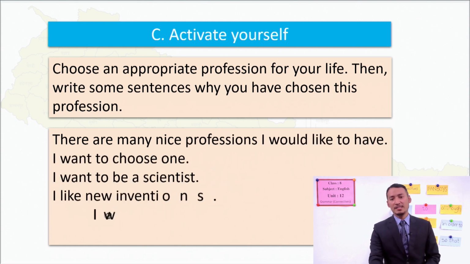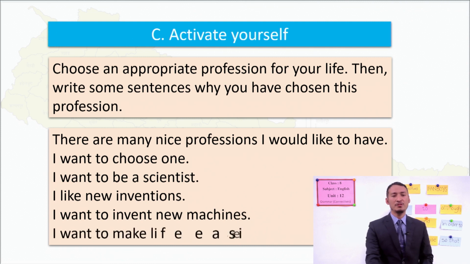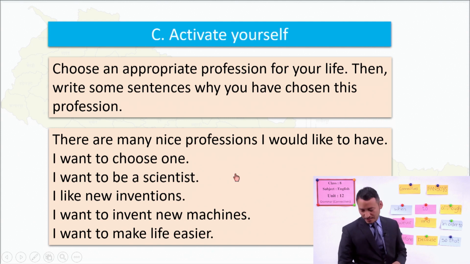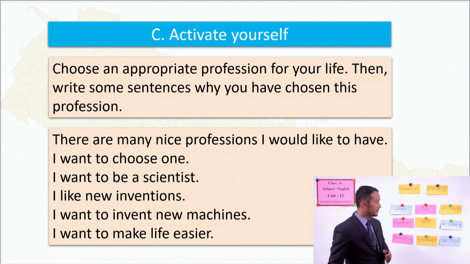So there are many nice professions I'd like to have. I want to choose one. I want to be a scientist. I like new inventions. I want to invent new machines. I want to make life easier. Okay, I'll help you to write. Okay, students, so how to write, how to connect these sentences.